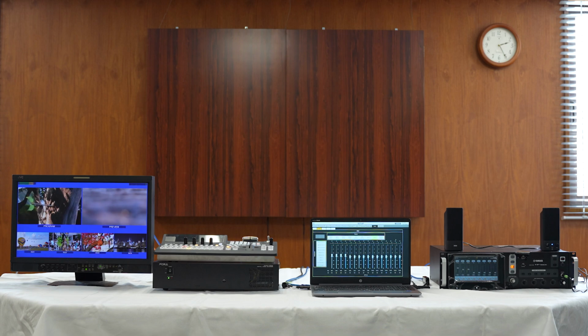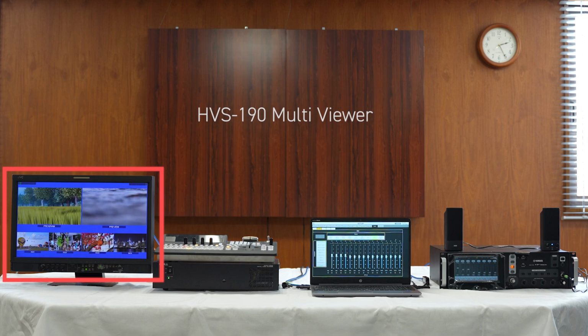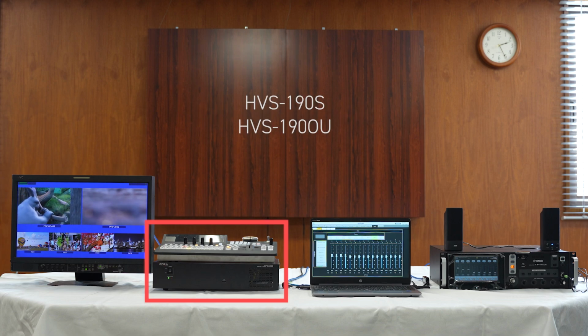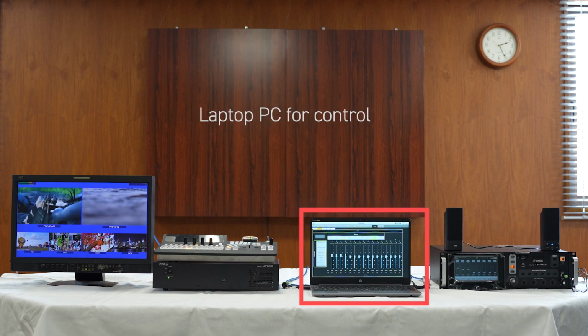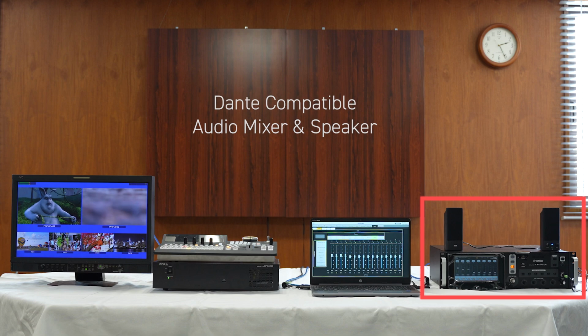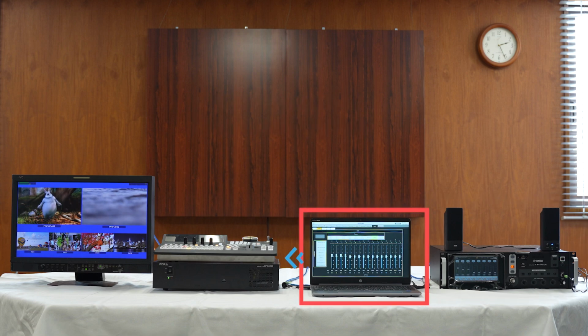First, here is the equipment we will be using. From left to right, a monitor displaying the HVS-190 multiviewer, the HVS-190S and HVS-190OU. In this case, the HVS-DNT is mounted on the HVS-190S. A laptop PC for control, and a Dante-compatible audio mixer and speakers. In addition to the HVS-190's web GUI, the PC contains HVS-DNT's Dante controller, which can control the mixer on the right.